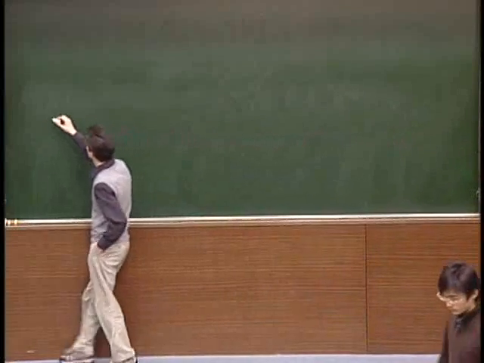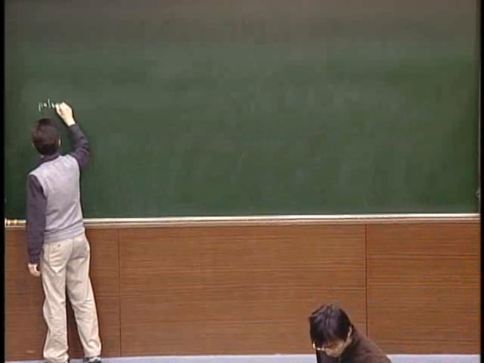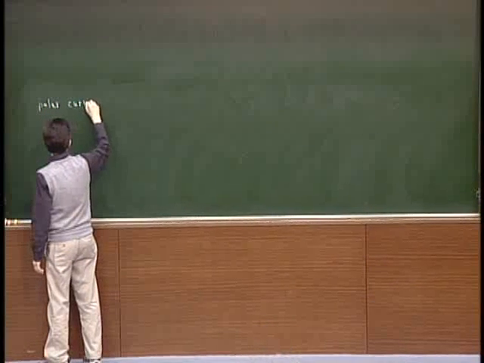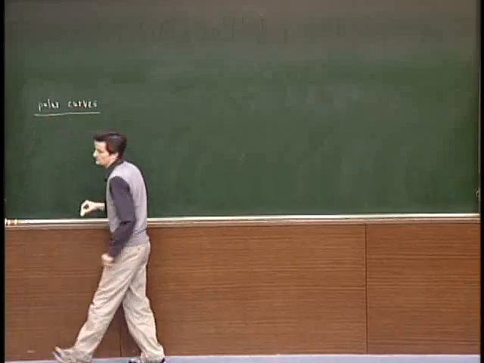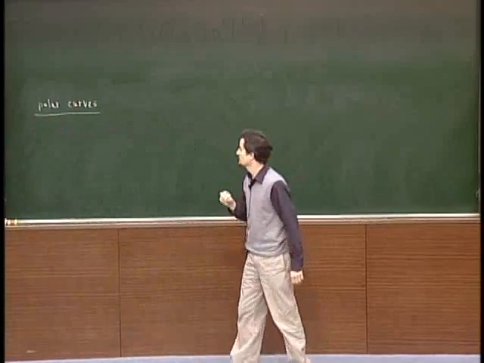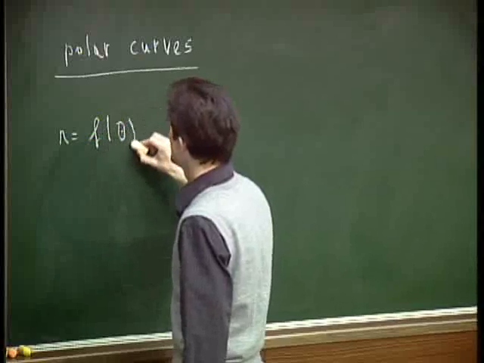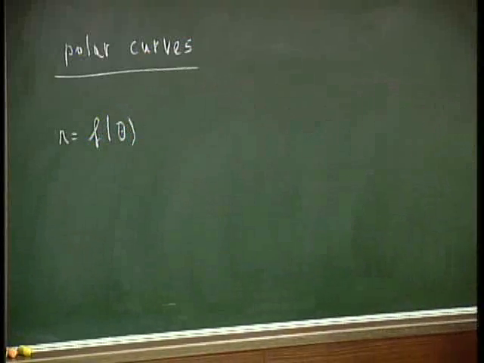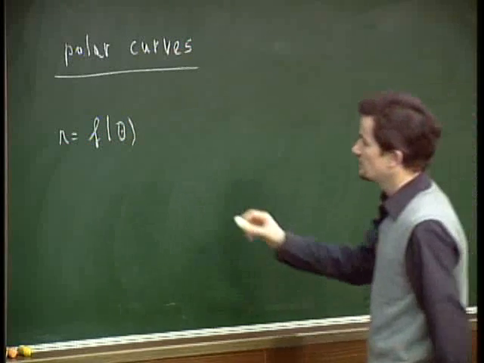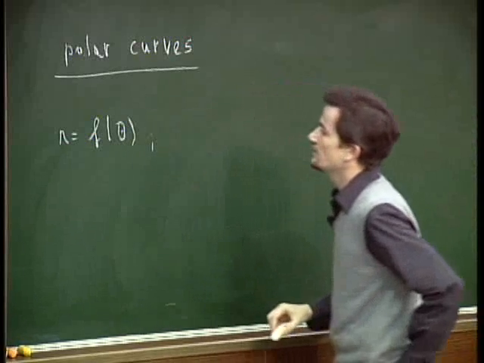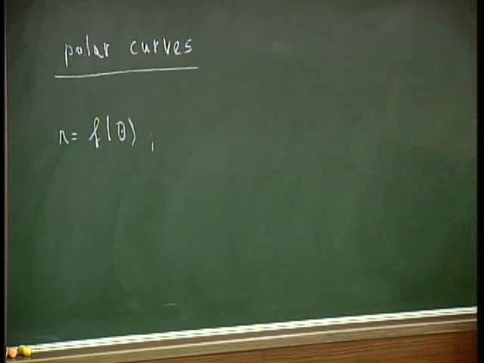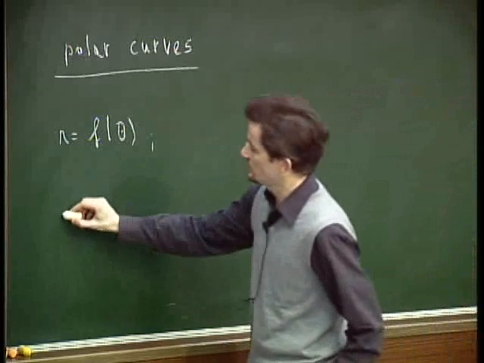So we are still talking about polar curves. So we have now curves which are given as follows: r is equal to f of theta, but r and theta do not have the meaning of Cartesian coordinates, they are polar coordinates. And we saw last time already some examples for polar curves.